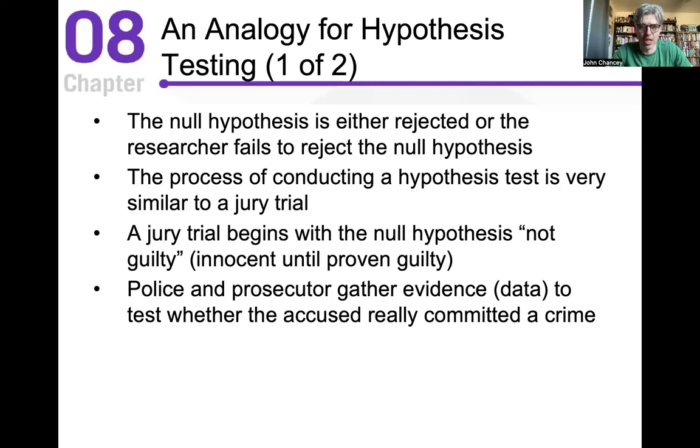So this is our analogy, using a jury trial in this case. The process of conducting hypothesis tests is similar to a jury trial. You're starting from the null hypothesis that the person is not guilty. They are innocent until proven guilty, and it's up to the police and prosecutors to gather evidence, or data, if we're talking about statistics, to test whether the accused really did commit the crime.